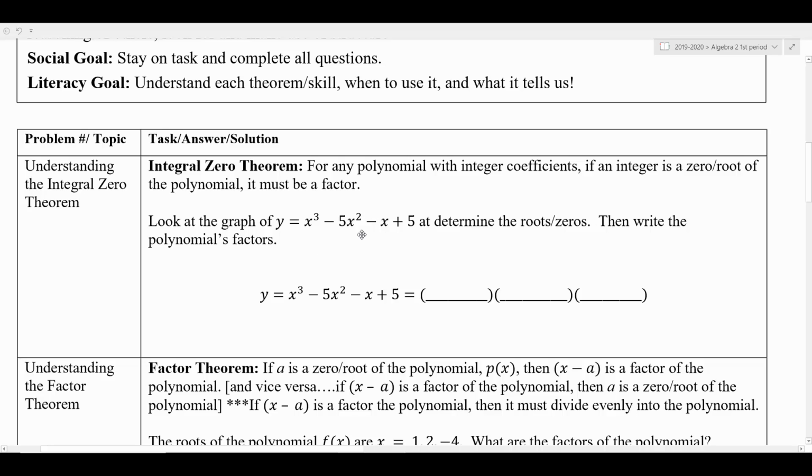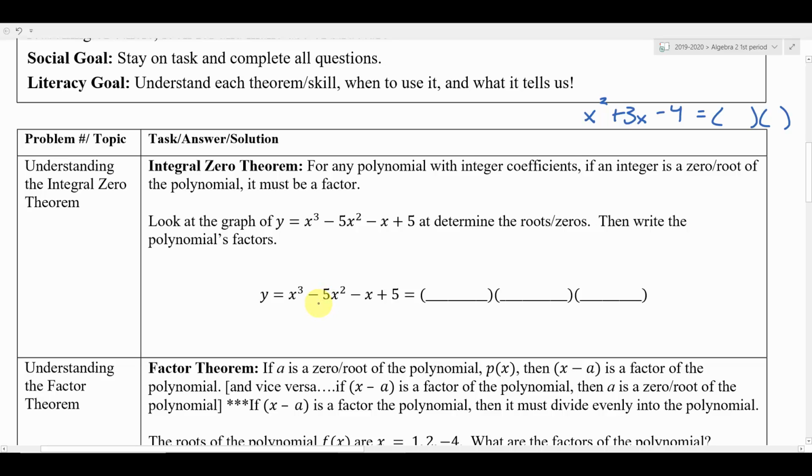It says if an integer is a zero or a root of the polynomial, then it must also be a factor. And remember, our goal is to take a polynomial that looks like this, right? This is a third degree polynomial, and we want to write it in its factored form so it looks like this, where we have the three parentheses going on here, okay? And we know how to do that for something that's like an x squared. So like if I had x squared plus 3x minus 4, we know how to turn that into something that looks like this, but we don't know how to do that for a polynomial that is higher than a degree 2. And that's what we're going to try and accomplish today.